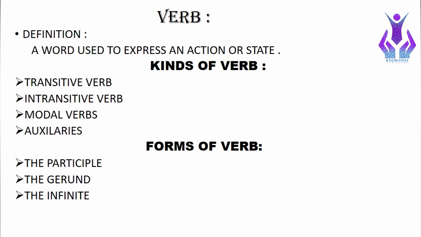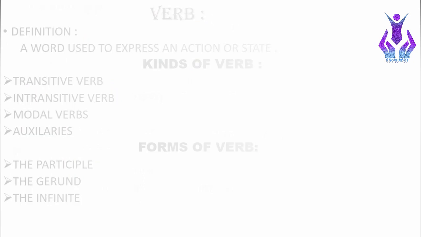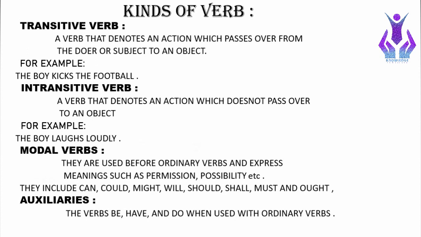We have four kinds of verb: transitive verb, intransitive verb, modal verb, and auxiliary verb. Auxiliary verbs are also called auxiliaries. And we have forms of verb. We have three forms of verb: the participle, the gerund, and the infinitive. We will go through them one by one. So, starting with kinds of verb.